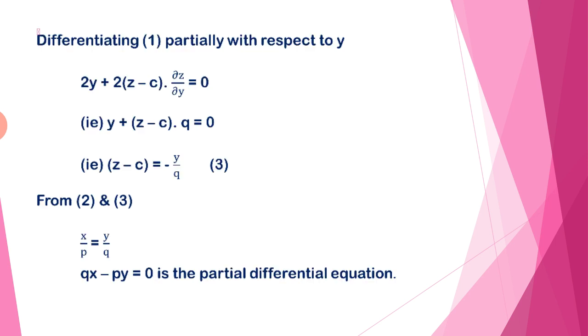Equation 2. Differentiating 1 partially with respect to y, we get 2y + 2(z − c) ∂z/∂y = 0. We know that q = ∂z/∂y. This implies y + (z − c)q = 0. This implies z − c = −y/q. Equation 3. From 2 and 3, we get x/p = y/q. This implies qx − py = 0. This is the required partial differential equation.